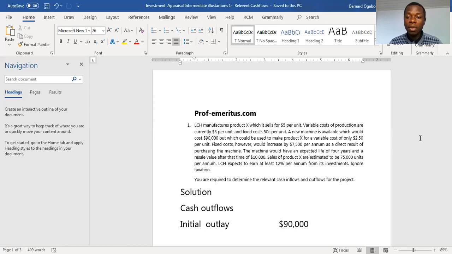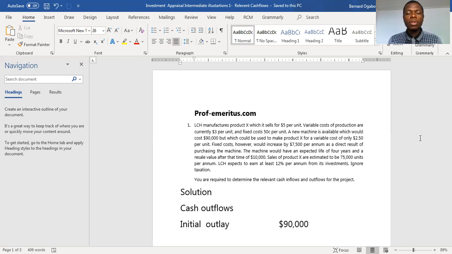avoidable, meaning that if you don't undertake the project, you would not have to incur the cash flow. It should be futuristic. It's something that is going to occur in the future. It's incremental. It will make you incur additional costs by undertaking this project, and it involves the movement of cash. So if it doesn't involve the movement of cash, the cash flow is not relevant.